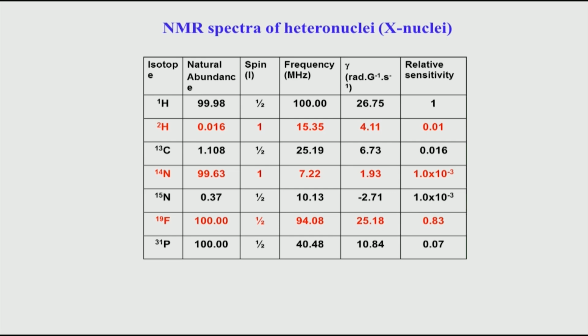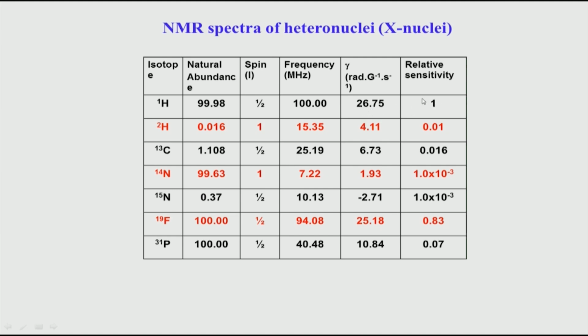This is a table which shows the different isotopes of different elements and their natural abundance. Shown here are the spin value and frequency, which depends on the magnetic field, along with the gyromagnetic ratio and the relative sensitivity. Let us analyze this table a bit before we go to why we need 2D heteronuclear NMR. You can see that proton, with 100% abundance, has the maximum gyromagnetic ratio, and therefore it is the most sensitive nucleus in the whole of NMR spectroscopy.